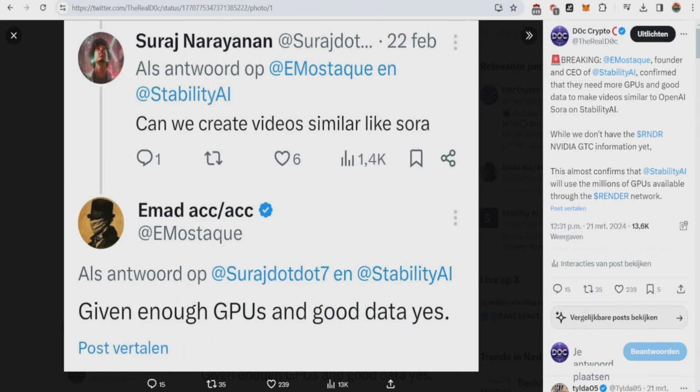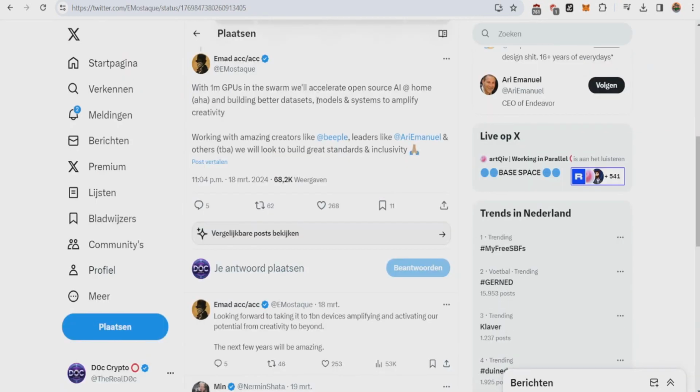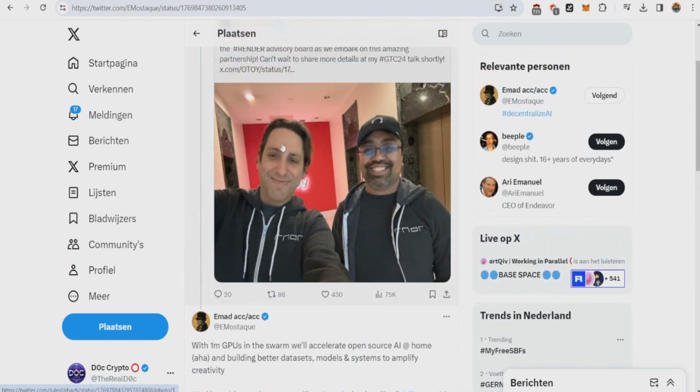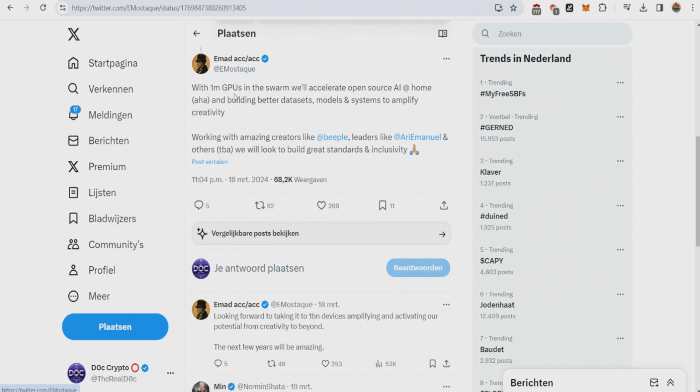And again, Emad, basically the founder of StabilityAI, said he would need more GPUs. Then if we fast forward basically a month later, on March 18th, he posted a picture of the Render CEO with himself saying that with the 1 million GPUs in the swarm of the Render network, he will accelerate open source AI at home and build better datasets, models, and systems to amplify creativity. So he's actually saying that he will be using the 1 million GPUs.